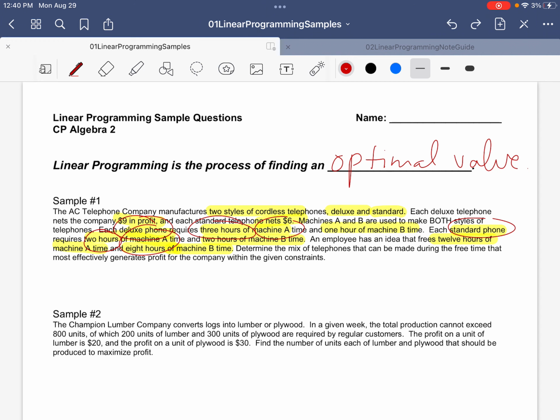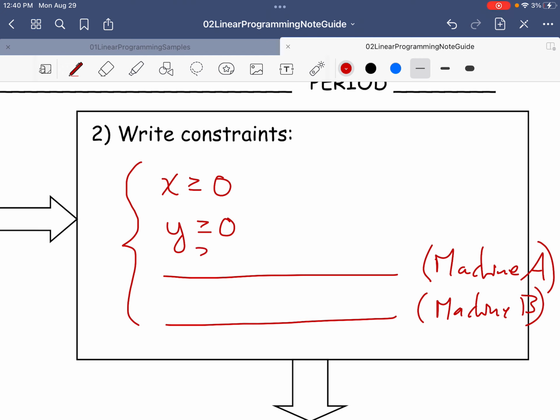Do you see how 3 hours and 2 hours, 3 hours for every X phone, 2 hours for every Y phone, are going to be required, but I can't go greater than, so that means I have to be less than the total amount of hours available for machine A. And again, that is 12.